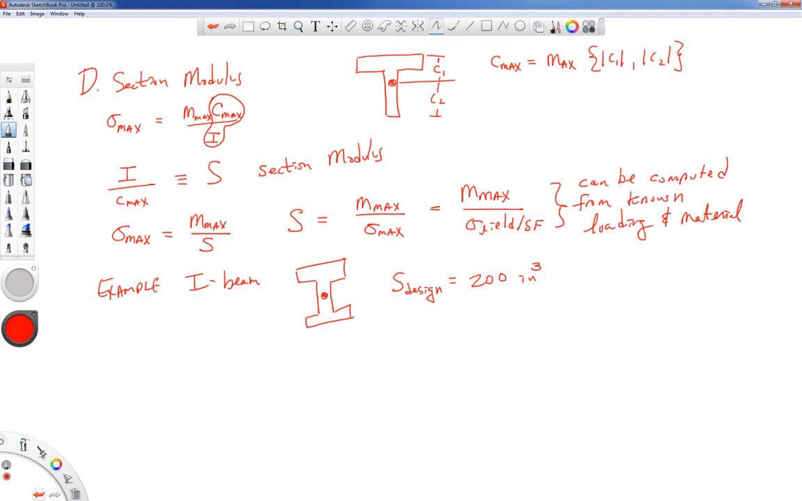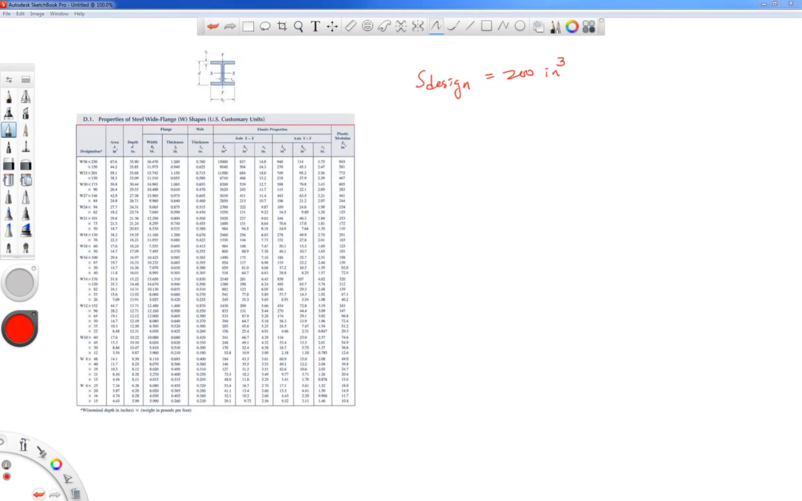Let me call up the beam table. Okay, so here's an I-beam table. This is in Appendix D1 out of your textbook. And this table is properties of steel wide flange, W shapes, W for wide flange, in U.S. customary units. Up the top, you see the picture of the I-beam. And here's the nomenclature. T sub F is the thickness of the flange. Capital D is the distance. And BF is the width of the flange and so forth.